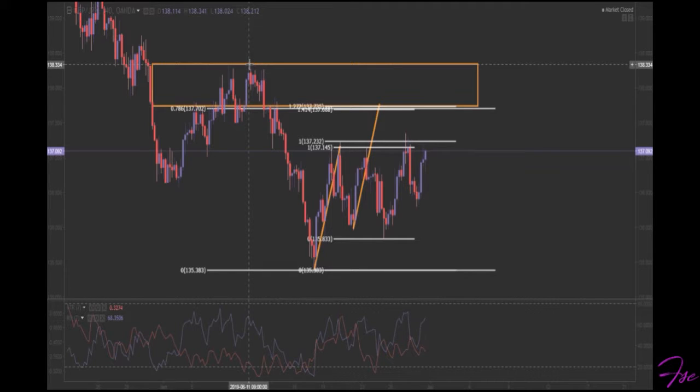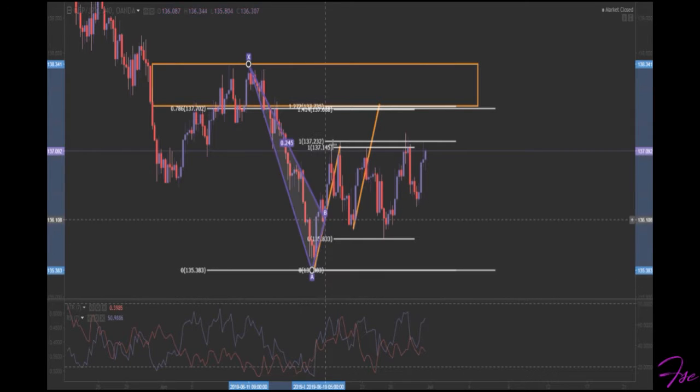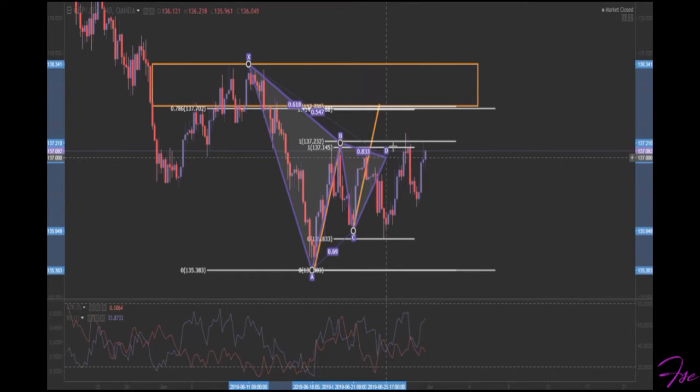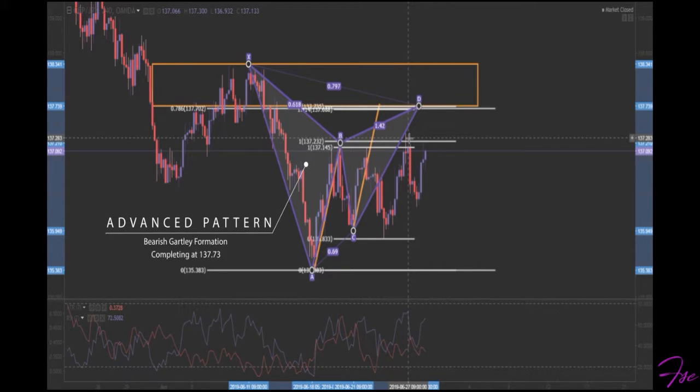We've got an advanced pattern completing at 137.73. This is going to be my X leg, X to A to B, B to C, and CD completion right up at 137.73. So we've got a completion of a bearish Gartley. This is a Gartley formation. We've got a bearish Gartley forming at 137.73. Now I'll be waiting for price to push slightly higher because I don't get that one-to-one risk reward just yet.